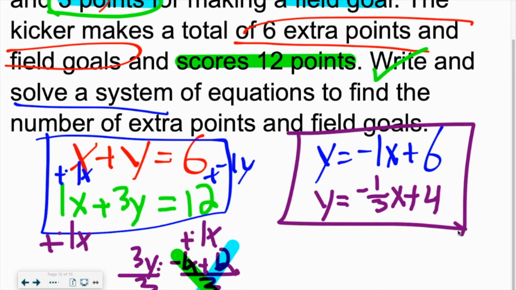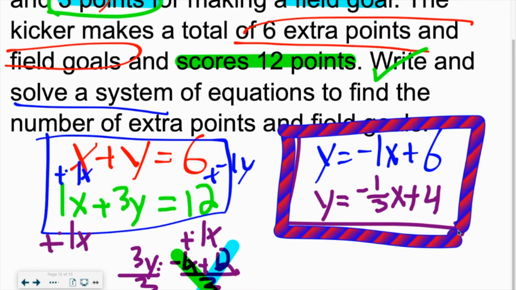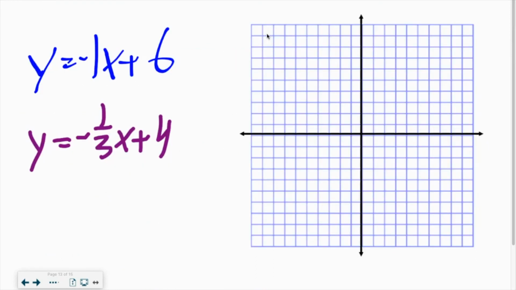I'm going to take that second one over here, these ones, and I'm going to graph those. You have them right on the next slide, so you can start graphing it on that coordinate plane. I'm going to copy them over so we can see it for notes purposes. Since they're already set up in y equals mx plus b, our slope-intercept form, we can graph them really quickly. Top one in blue, going to graph at 6. Count carefully.